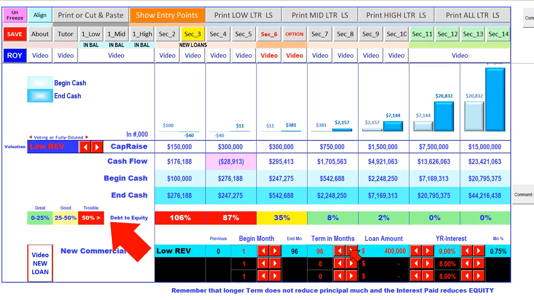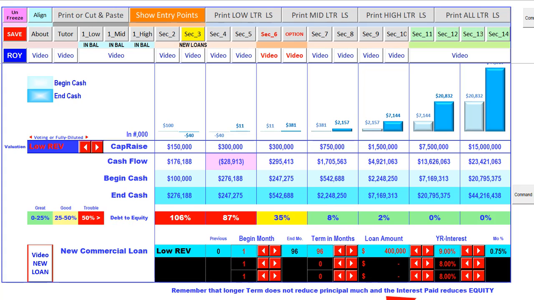Now, I had to think about it for a while, and I realized what's going on. Remember that a longer term does not reduce principal much, and the interest paid maintains itself, and interest reduces equity. When you reduce equity, you worsen the debt to equity because there's more debt and less equity. Duh! So there it is, folks.